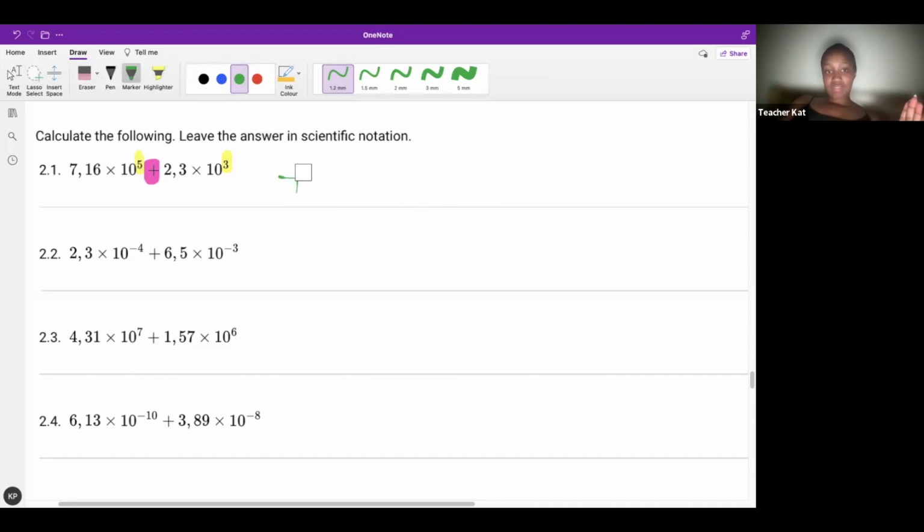So this number is 7162345. Right? And if I want to make it a power of 3, where would I have to place this comma? Where must I place this comma for it to be a power of 3? After that, nicely, Achille, after the 6. So then it's going to be 716 times 10 to the power of 3 plus 2,3 times 10 to the power of 3.